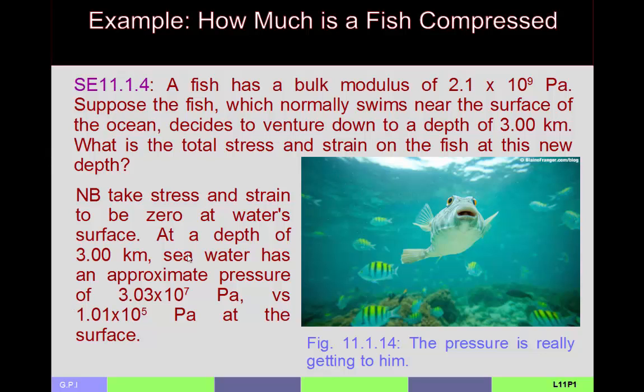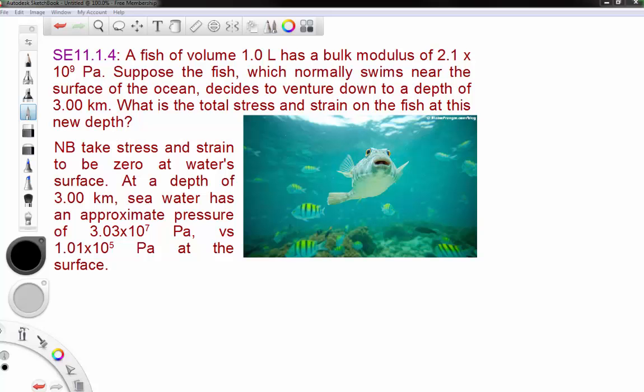We'll take the fish's volume to be maybe a liter, so that's 10 to the minus 3 cubic meters. Given that, we want to know what's the total stress and what's the total strain on the fish at the new depth. Recall that the stress in this case is actually going to be a change in pressure. We're given the pressure at the surface and the pressure 3 kilometers down.